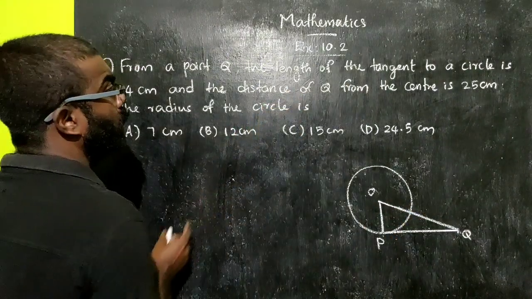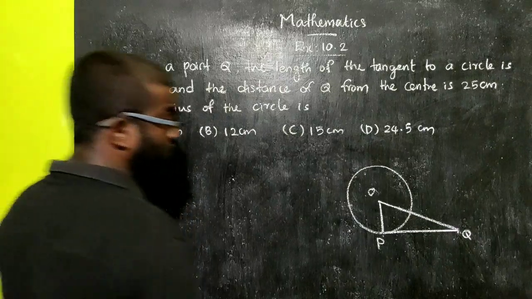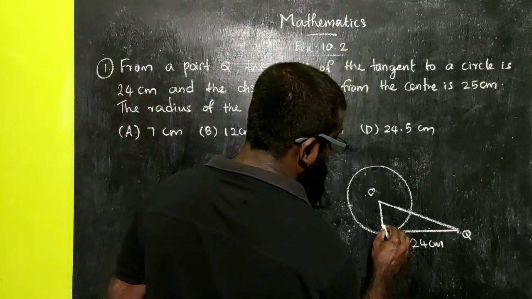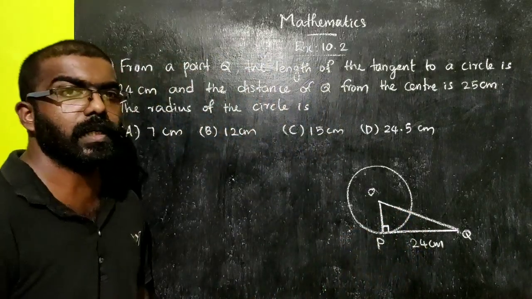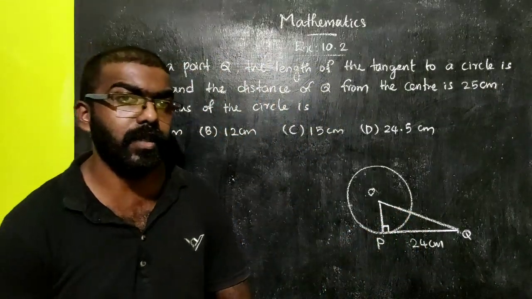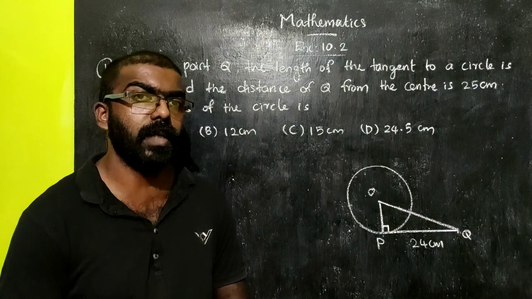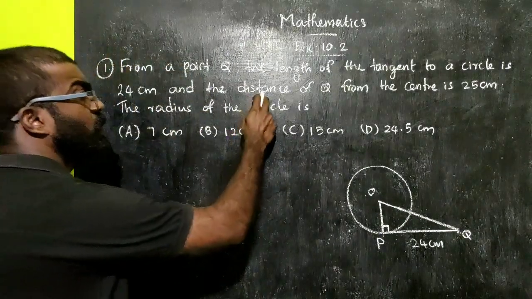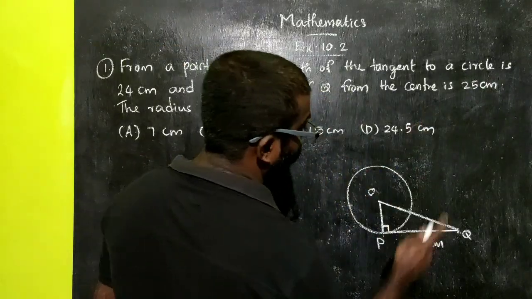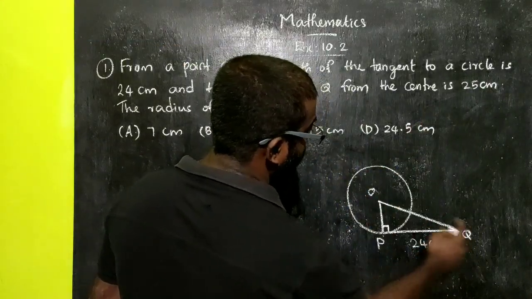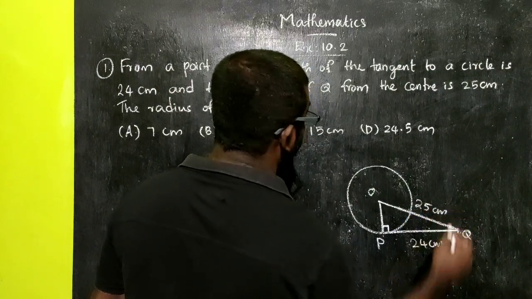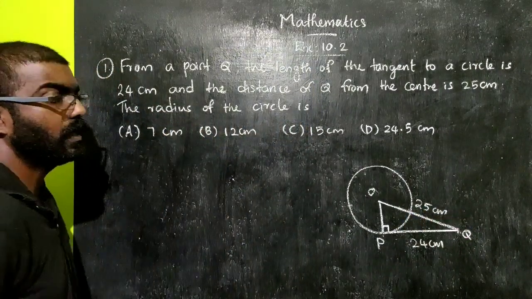The length of the tangent to a circle is 24 centimeter. So PQ is 24 centimeter. Here we can mark 90 degree since the tangent is perpendicular to the radius through the point of contact by theorem 10.1. And the distance of Q from the center is 25. Distance of Q from the center, that is OQ, is 25 centimeter. We have to find the radius.